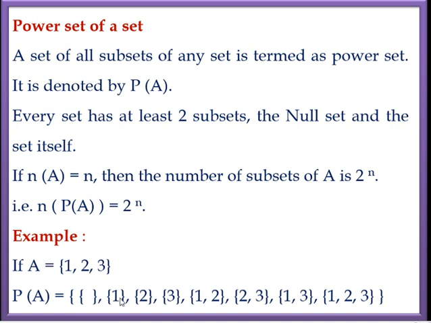Then sets which contain only one element: {1}, {2}, {3}. Then sets which contain two elements: {1, 2}, {2, 3}, {1, 3}. And finally, every set is a subset of itself. So in all there are how many? 8 subsets. If you are asked to find the number of non-empty subsets, then what will be that number? 2 raised to n minus 1.